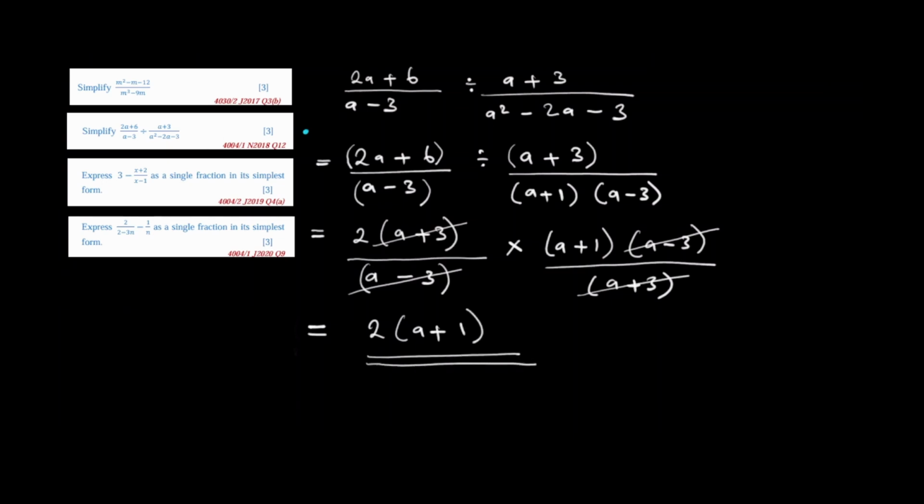Saka kuisa mabrackets compacting kunobatsira kana takuda kusolva zvinhu uye kunotiudza kuti tiri kutreata a plus 3 as an expression, a plus 1, a minus 3 as expressions. So please don't forget this part. Then we can just cancel out things and we get our final answer.